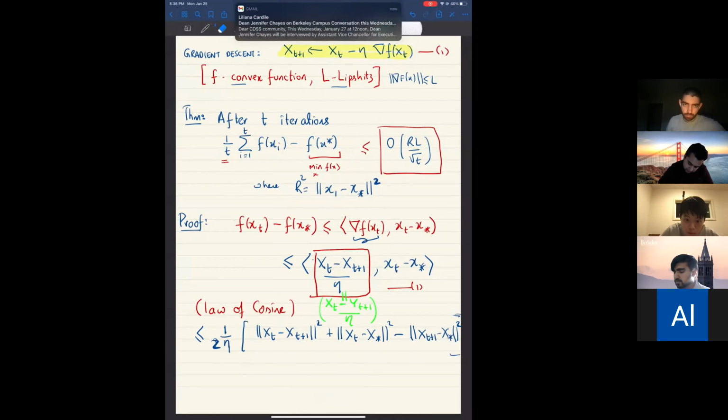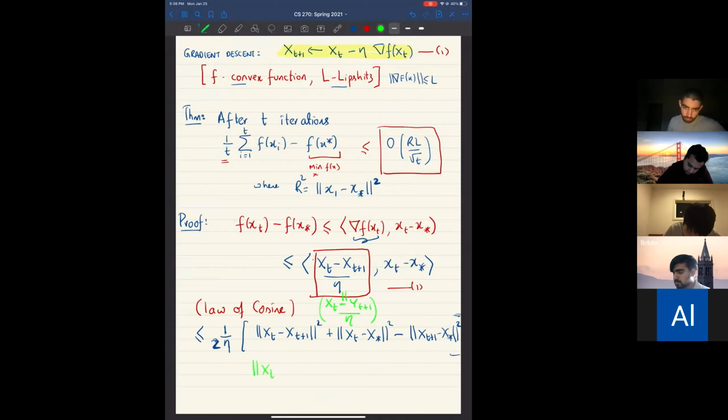So you get xt minus yt plus 1 whole squared, plus xt minus x star whole squared, minus yt plus 1 minus x star whole squared. It's the same, just redoing the same thing with yt plus 1 instead of xt plus 1.